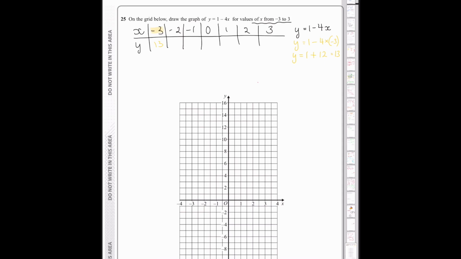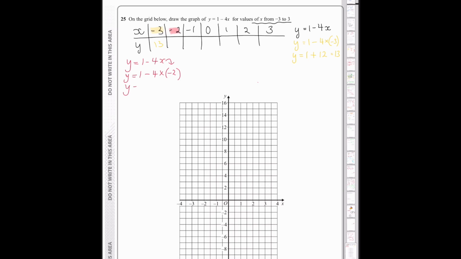Then what we're going to do is we're going to put minus 2 into our equation. Okay, I'm going to write this here. So y equals 1 minus 4x. I like to write it out every time just for myself. If you don't want to do that, that's fine. 1 minus 4 times, and that means minus 2. Okay, so that's what this means.